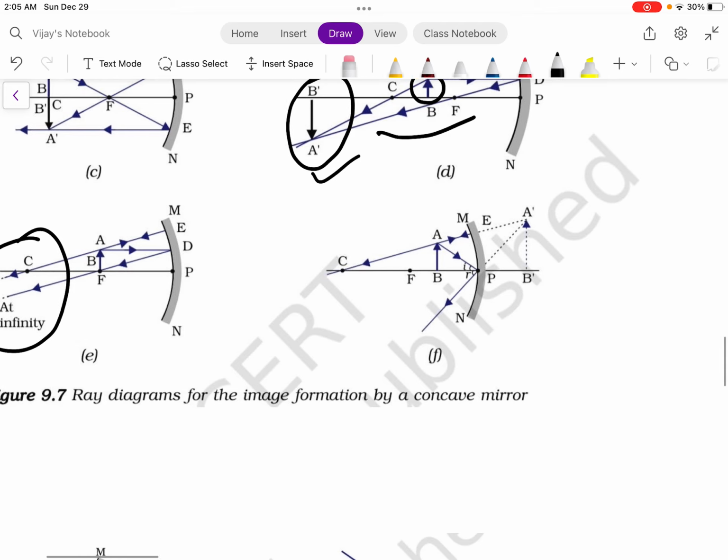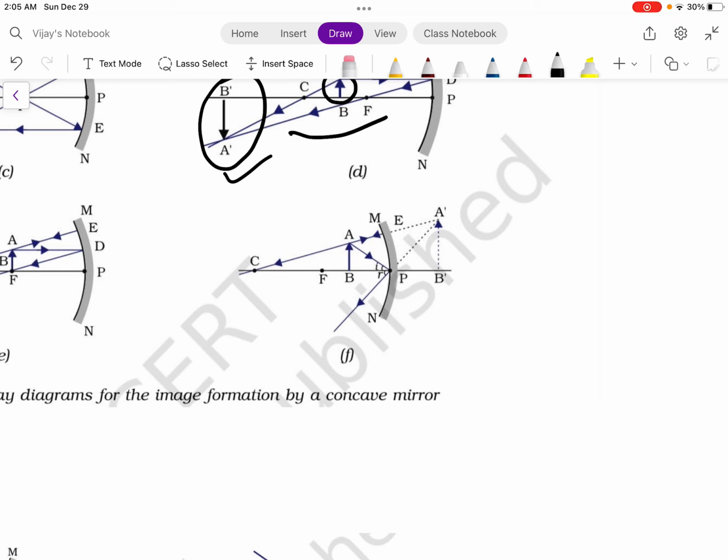Now you can see that in a concave mirror, there are 6 ray diagrams. Only in one case, a virtual image is formed. So what is that case? You can see when the object is placed between F and P. That means only when you place the object between focus and pole of a concave mirror, you can see the image is formed behind the mirror. So this is the only case where the virtual image is formed.